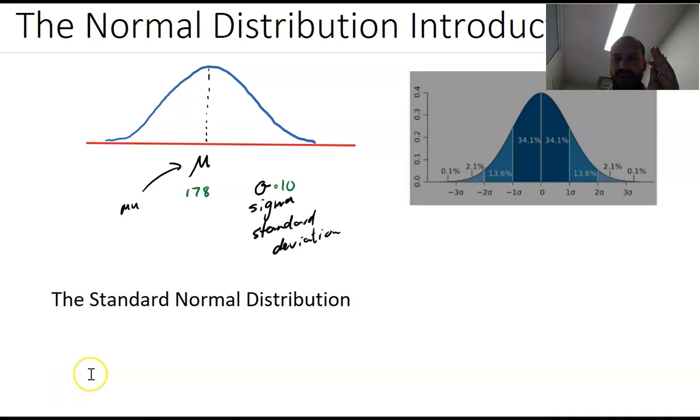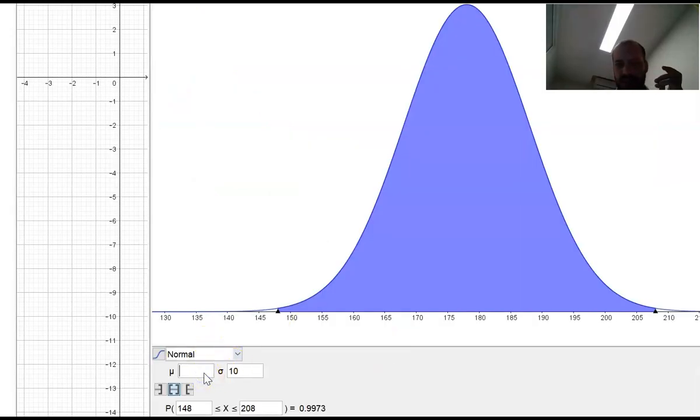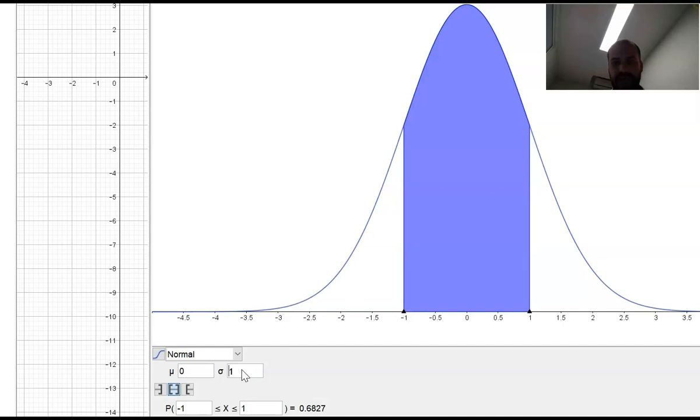The last thing I need to talk about, and I'm going to talk about this in greater depth in a future video, is the standard normal distribution. It's very straightforward. It just has a standard mean and a standard deviation: a mean of 0 and a standard deviation of 1. This is what's called the standard normal distribution. It's useful because we can now say that from -1 to 1 is 68.27%, because it's got a standard deviation of 1.